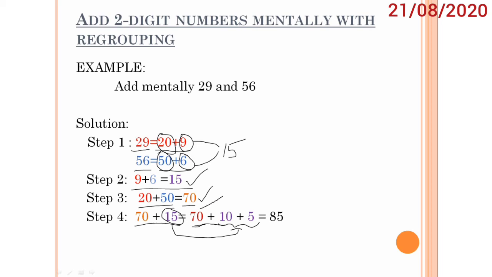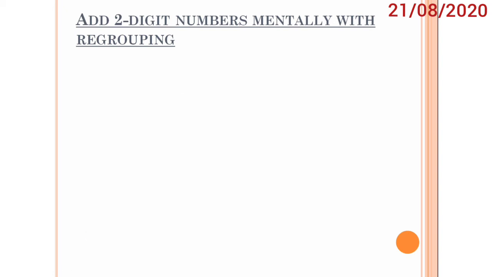70 plus 10 is how much? 80. 80 plus 5 is how much? 85. So we have got our result as 85. I hope all of you are clear, isn't it? Now let us solve one more example in order to understand how to add 2-digit numbers mentally with regrouping.